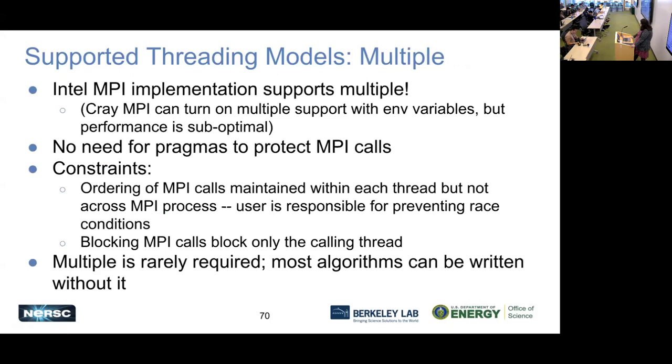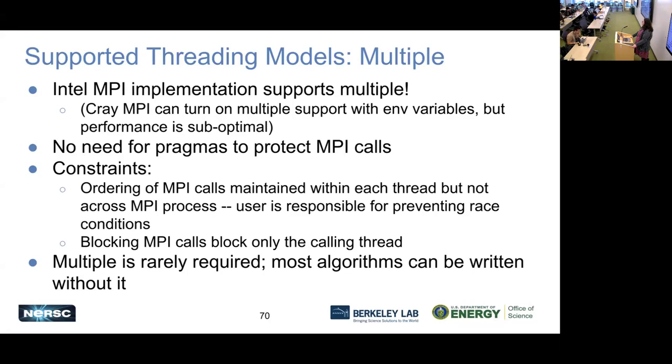Okay, now multiple. The Intel implementation supports multiple by default. The Cray one, I thought you had to turn it on with an environment variable, but I guess my previous output says that that's not true. So you don't need any pragmas to protect your MPI calls. You can just put them wherever you want. There are a few constraints here. The ordering of the MPI calls is maintained within each thread, but not across MPI processes. So you're responsible for preventing any race conditions. And blocking MPI calls block only the thread that's calling them.